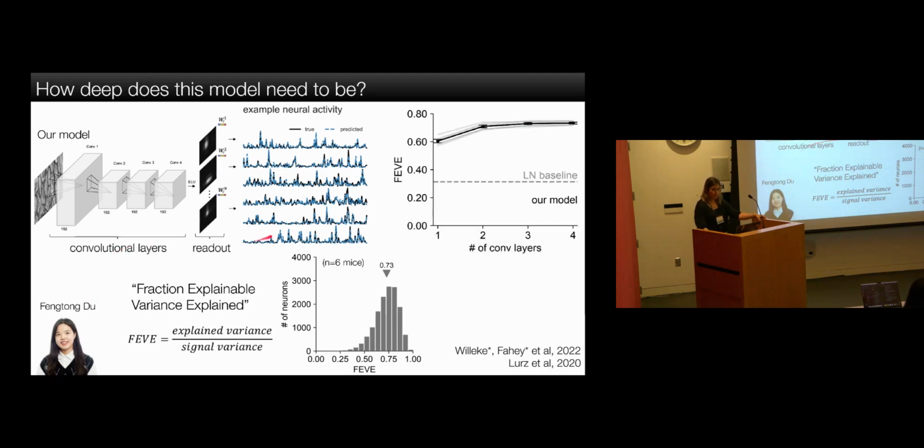Now we varied the number of convolutional layers in our model, and we found we didn't need 4 in order to explain the neural activity. We really only needed 2. You see the saturation here of the fraction of explainable variance explained at around 2. And our model also outperformed previous models, partly because we have a more expressive, neuron-specific readout than these previous models. So we really only needed two convolutional layers to explain these million neurons in mouse V1.